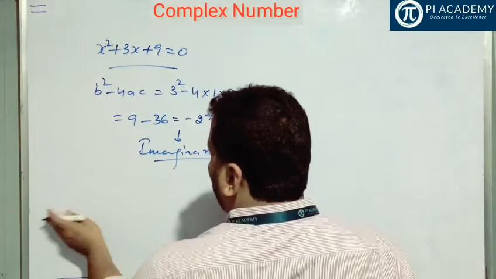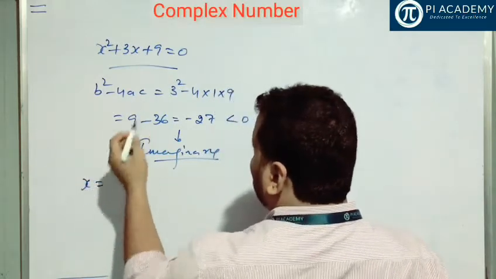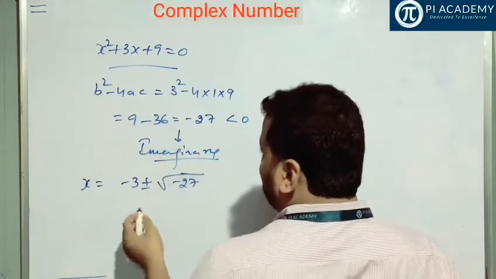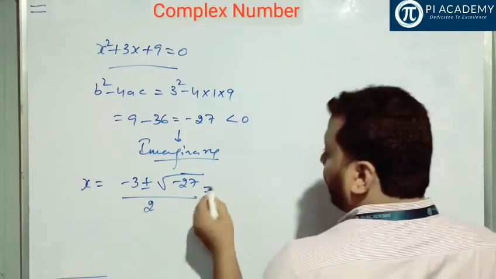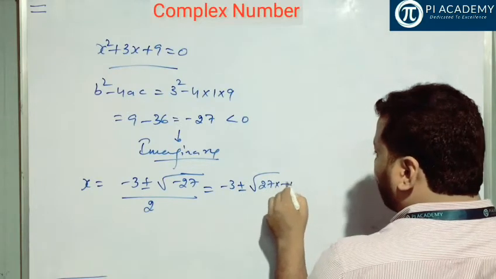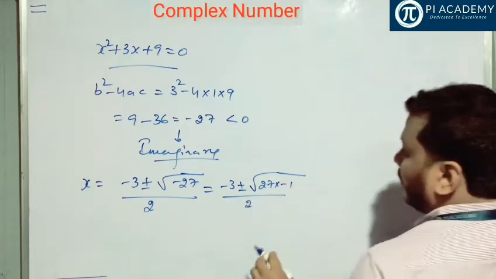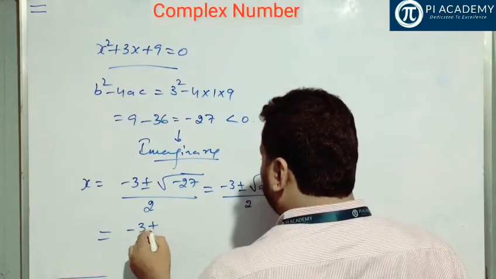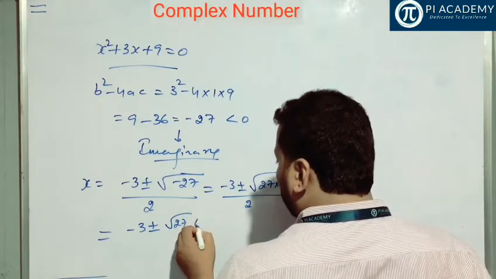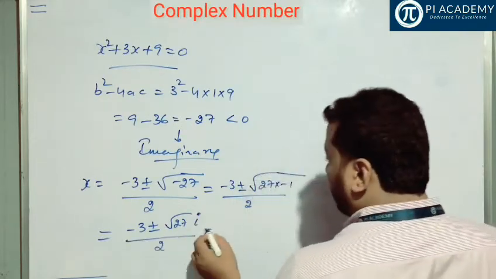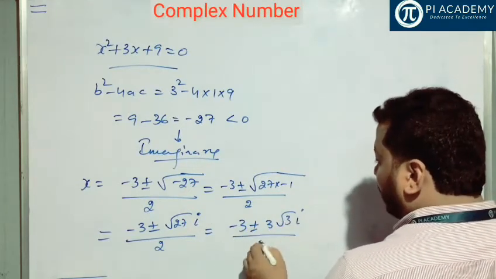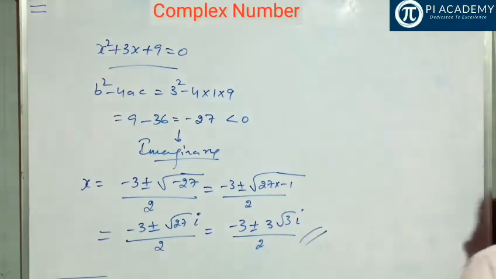So now I'll put it in this formula. Minus b is minus 3 plus or minus root under how much it will come, minus 27. Correct. I already found this one. Divided by 2. So this is nothing but minus 3 plus or minus root under 27 into minus 1. So this is a 2, right? So now I'll write it here: plus or minus the root under 27 as it is, and the minus will come as an I outside. So this is nothing but minus 3 plus or minus root under 3 root 3 I divided by 2. So this is the form of your complex number.